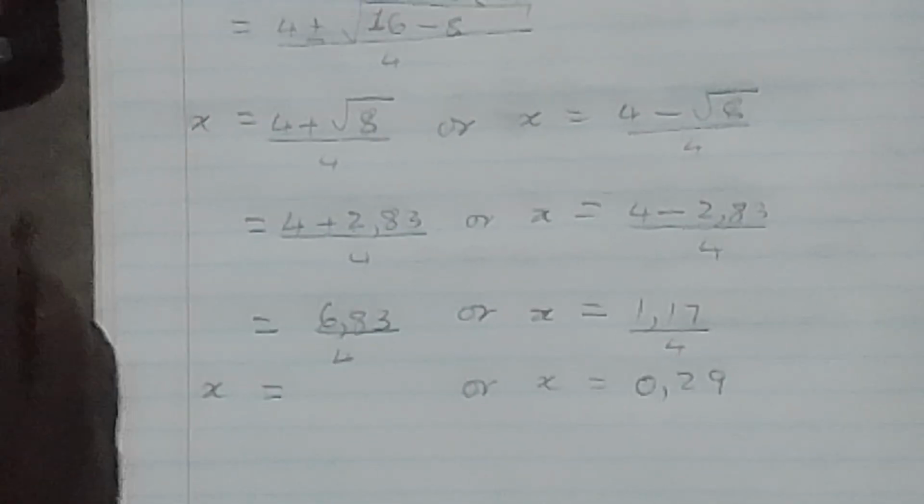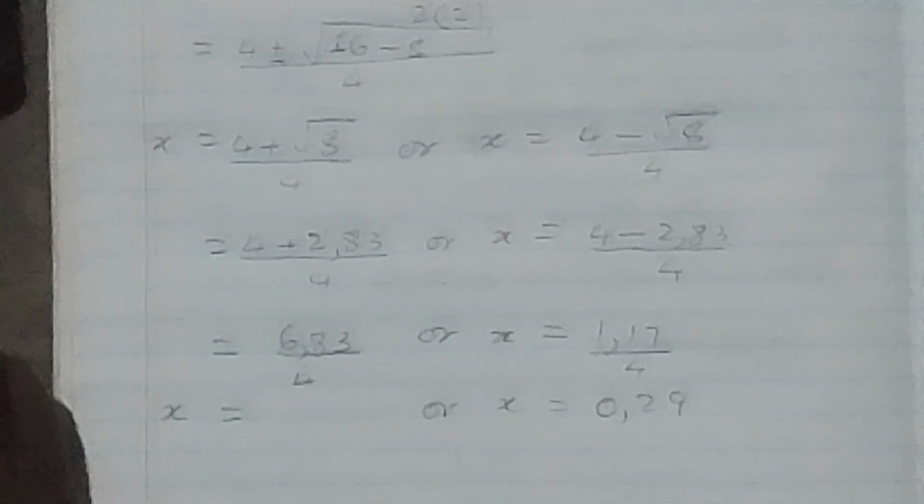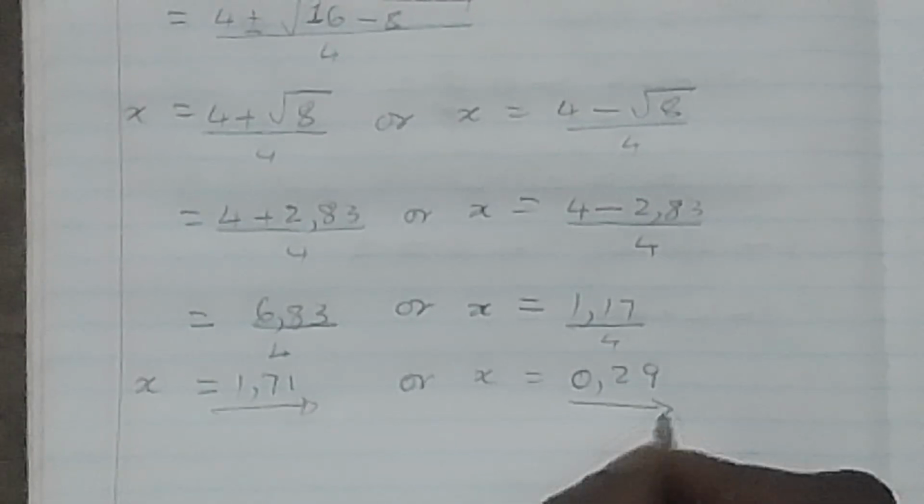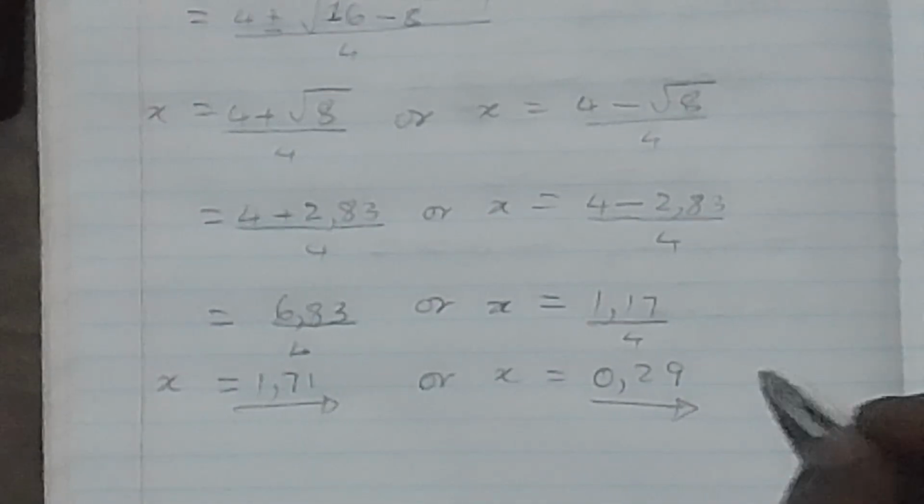Then your x here is going to be, divide this by 4, you get 0,29, or x is 6,83. Divide that by 4, you get 1,71. You are done. You have taken your 4 marks. Here it is a matter of collecting. Make sure that you don't make mistakes. Eliminate all the mistakes.